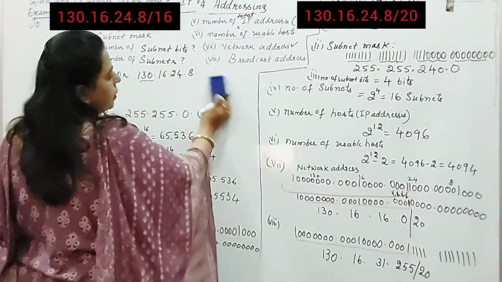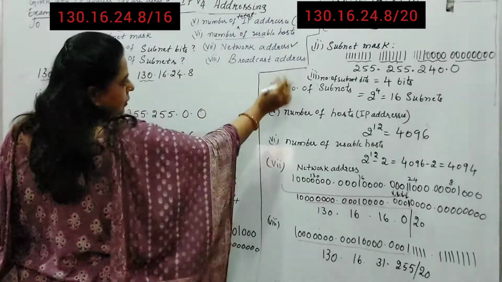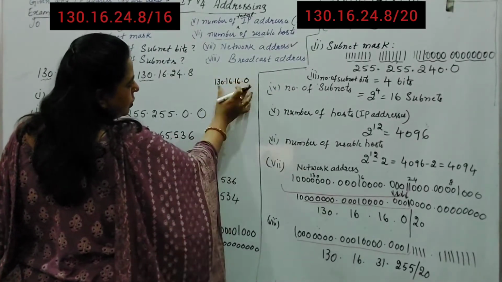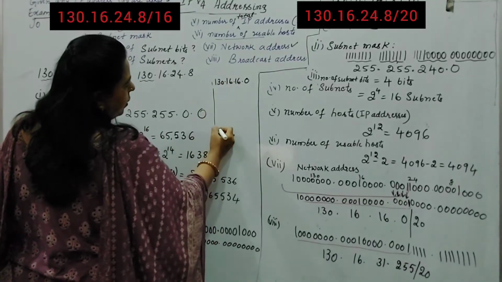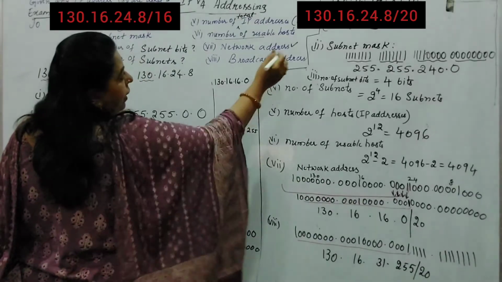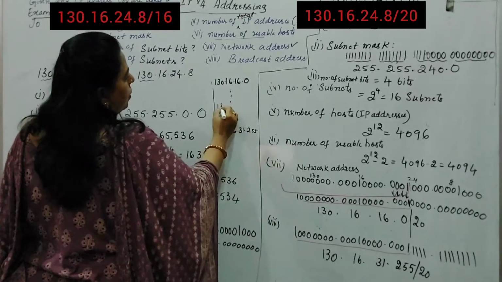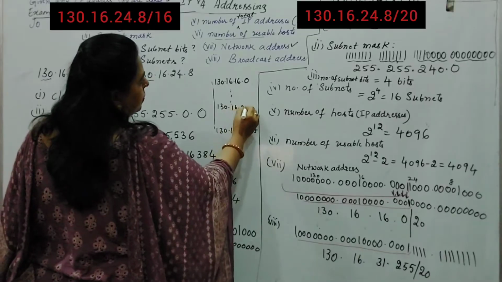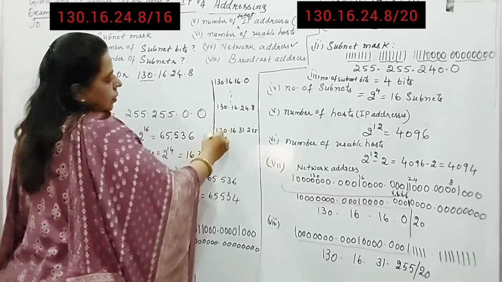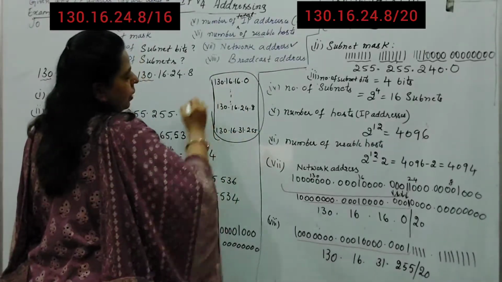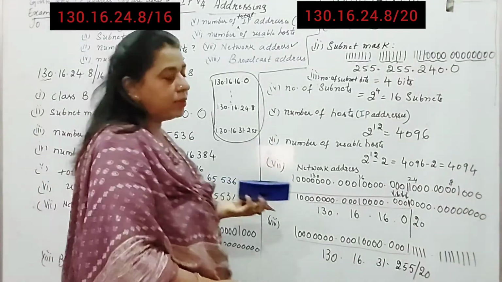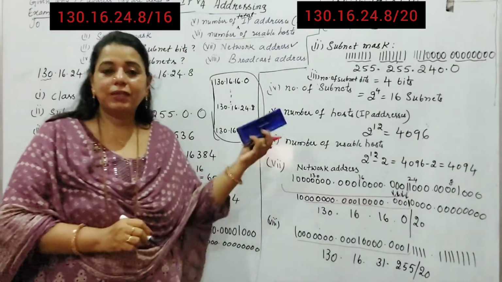So you can always relate like this. The first address, in this example I am just telling you, 130.16.16.0 was your first address, and somewhere here was the last address, 130.16.31.255, and the in-between addresses were given to you to calculate. Okay, this is the range of IP addresses for that particular problem. So hope now it is very clear to you all how to find out these different components.